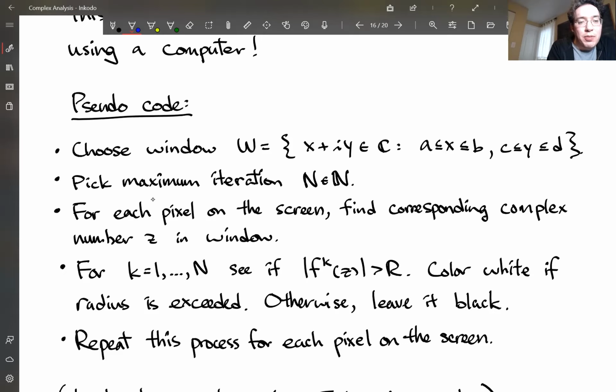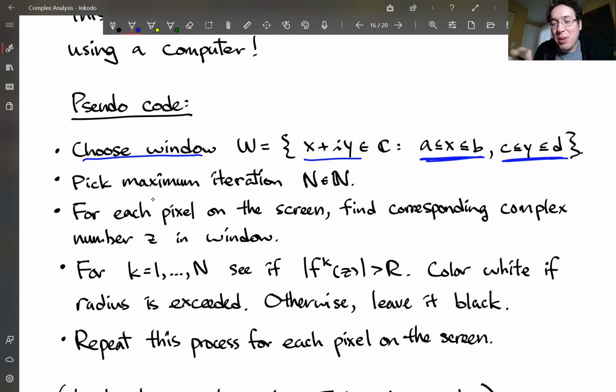So the first thing to do is to choose a window. Look at the complex plane, and we want to be able to picture this in finite time. So we're going to pick the real part to be between some number a and b, and the imaginary part between c and d. We also don't want an infinite loop, so we're going to pick a maximum iteration number, say 1,000.